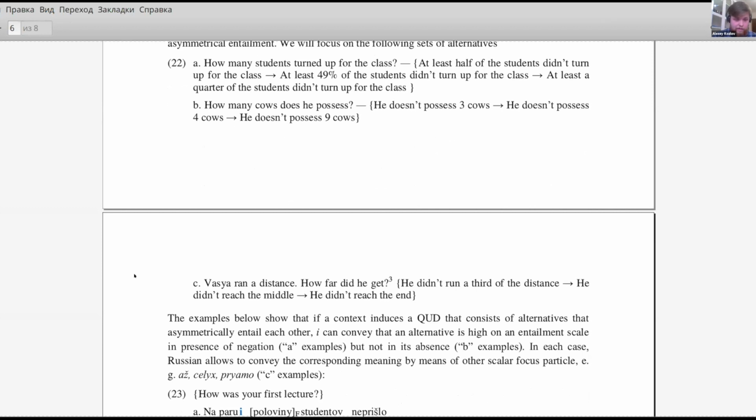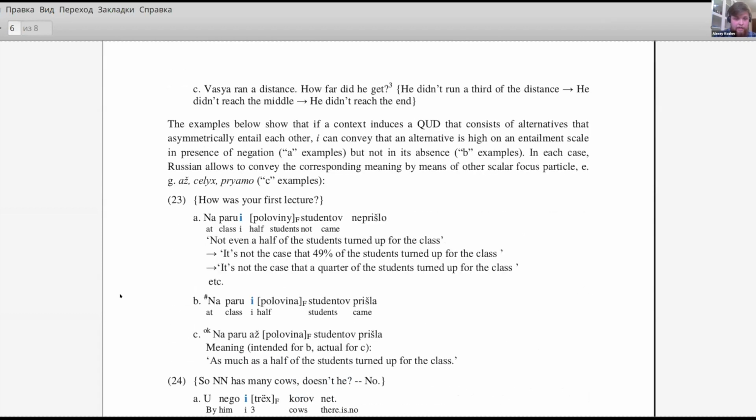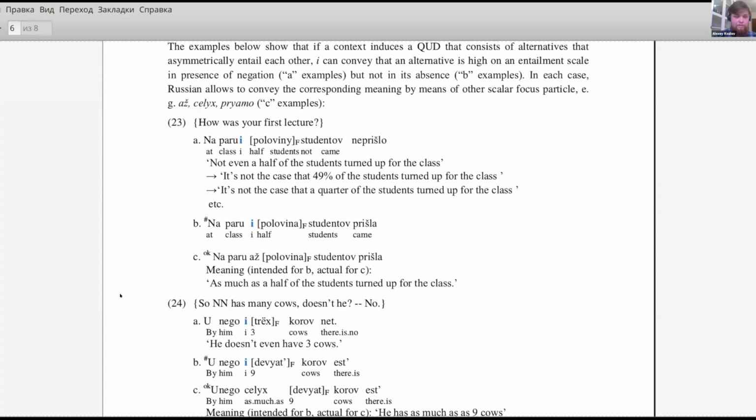Let us look at example 23. How was your first lecture? На пару и половину студентов не пришло. Right. Whereas на пару и половину студентов пришла, or на пару и большинство студентов пришло, in this context would be really degraded. I think roughly the necessary sense can be expressed by Ash.